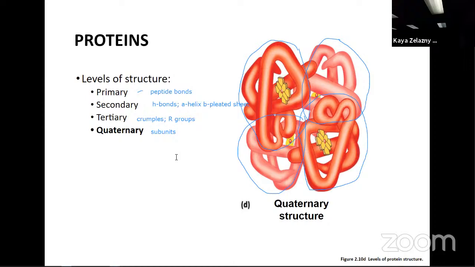Yeah. R groups and tertiary are attracted to each other, is that what you said? Yeah, it's those R groups of the amino acids. Yeah, exactly.